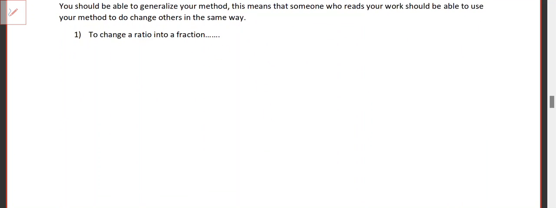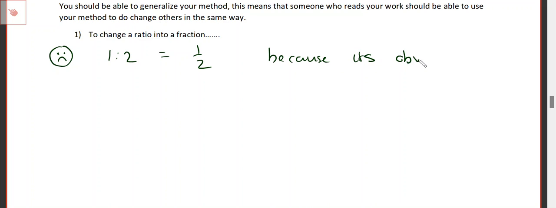Change a ratio into a fraction. Now I'm going to give you an example of one that doesn't get you much credit. You want to write this one down. Ratio into a fraction. Remember, you've got to explain it. Change a ratio into a fraction. I'm going to say 1 to 2 is the same as a half because it's obvious that 1 is half of 2. How do you feel about that as an answer? Is it true though?